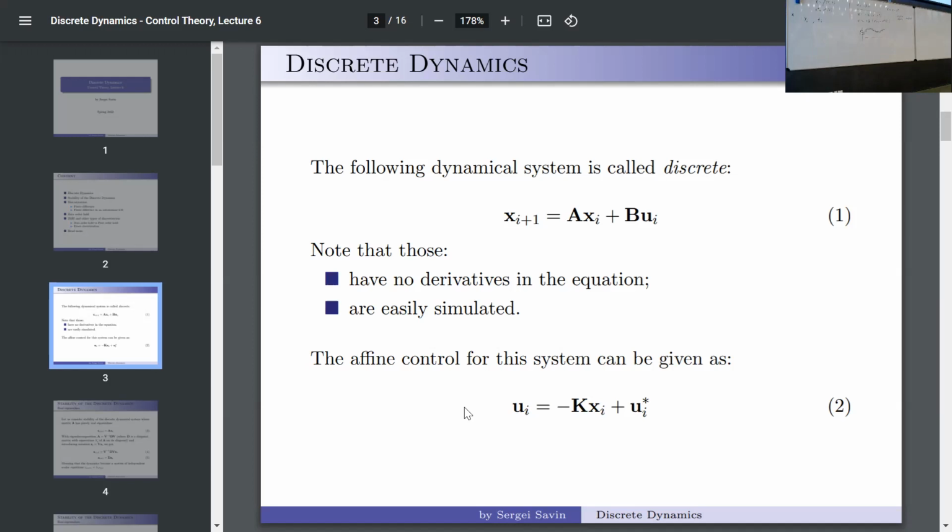Equation number 2 is how we design control. It's exactly the same as before. We take some matrix, multiply it by the state, and add a constant component if we want. What I try to impress with this slide is that it is quite similar to what we saw before, but instead of x dot, we have x sub i plus 1. So the next state can be directly computed from the previous state. You don't need to solve a Cauchy problem or anything. You just take your state, multiply it by A, plus Bu, and you get the next state. That's all.